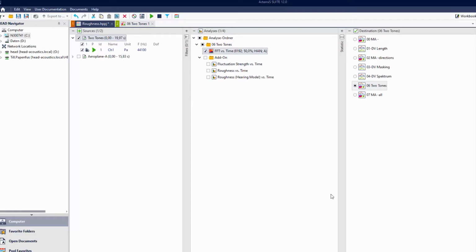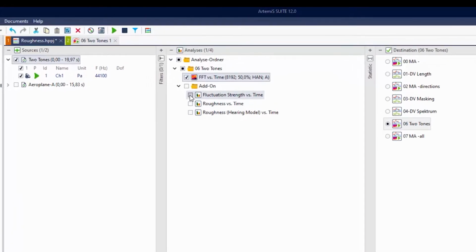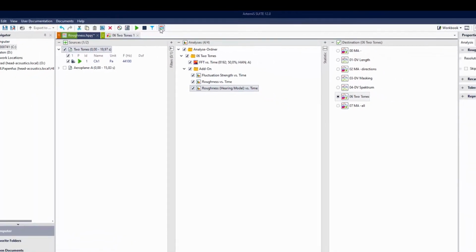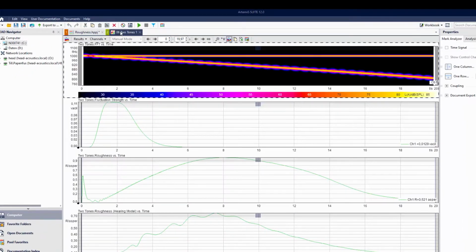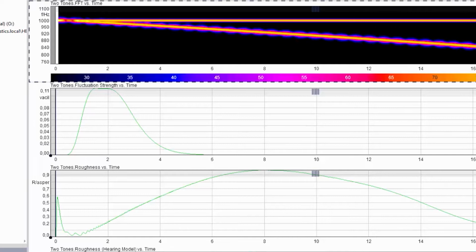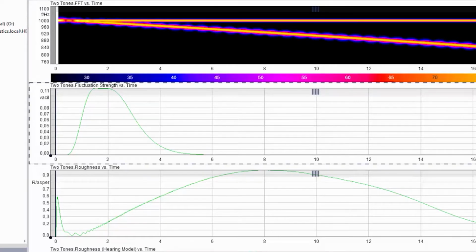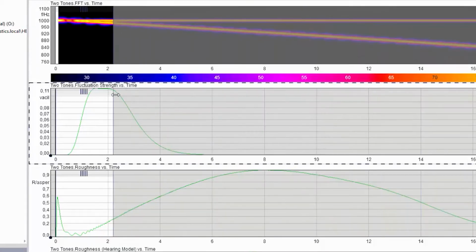For these occurring effects, there is in each case an analysis paying attention to it. I add them here. Once the fluctuations change over time, for roughness there are also different analyses. I take all of them right away, so we can see the differences right away. And say calculate. Now let's just look at the first area where the tones are still close together. There is the fluctuation strength, our analysis, which shows this amplitude modulation which we perceive as a strong fluctuation. We play that back again.